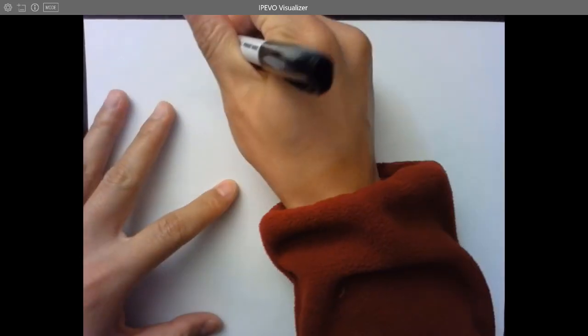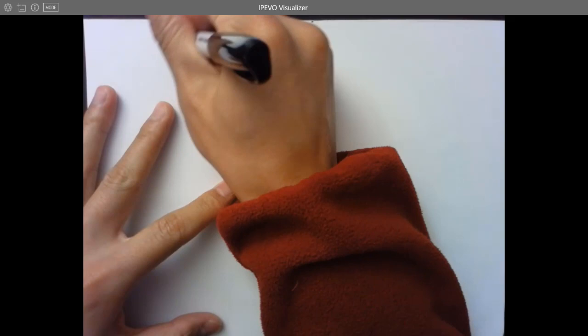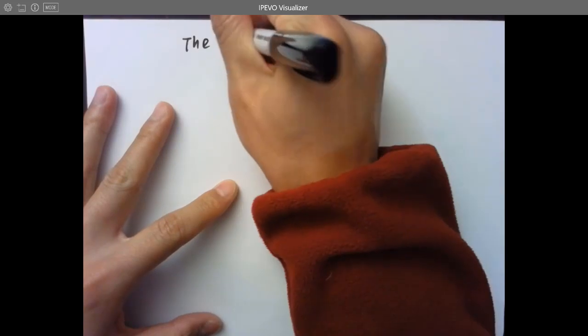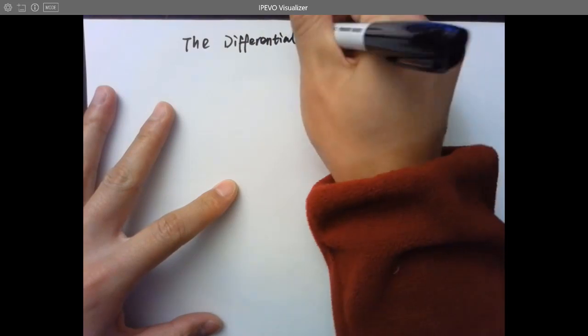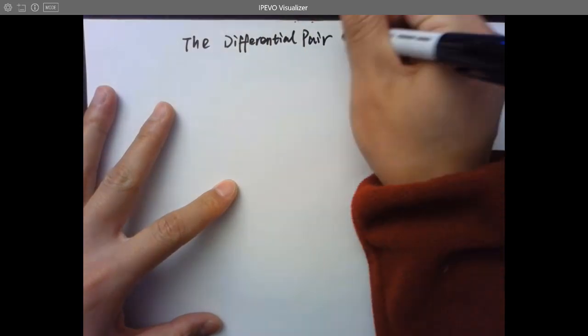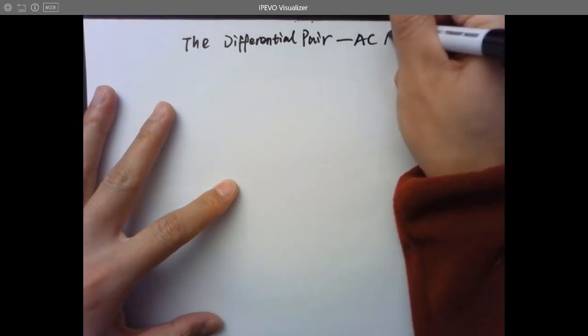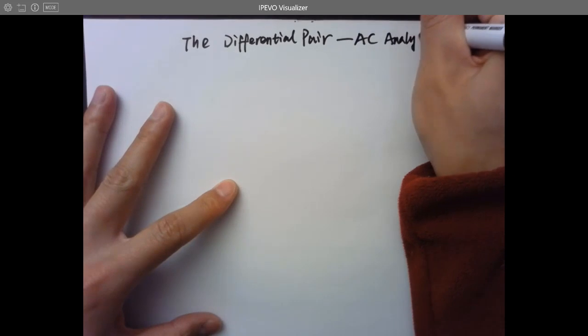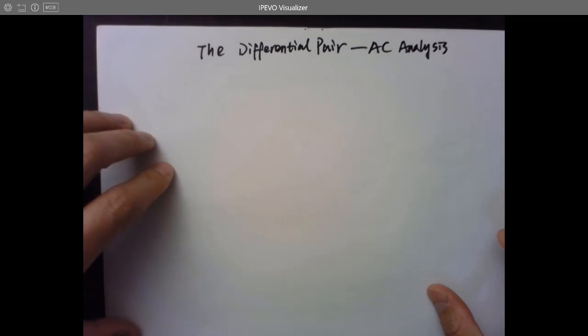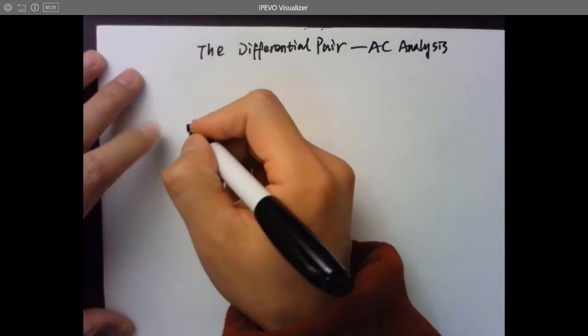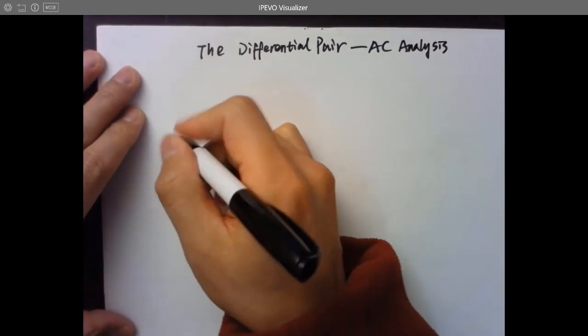All right, so this time we are going to work on the AC analysis for the differential pair. The AC model of the differential pair looks like this.